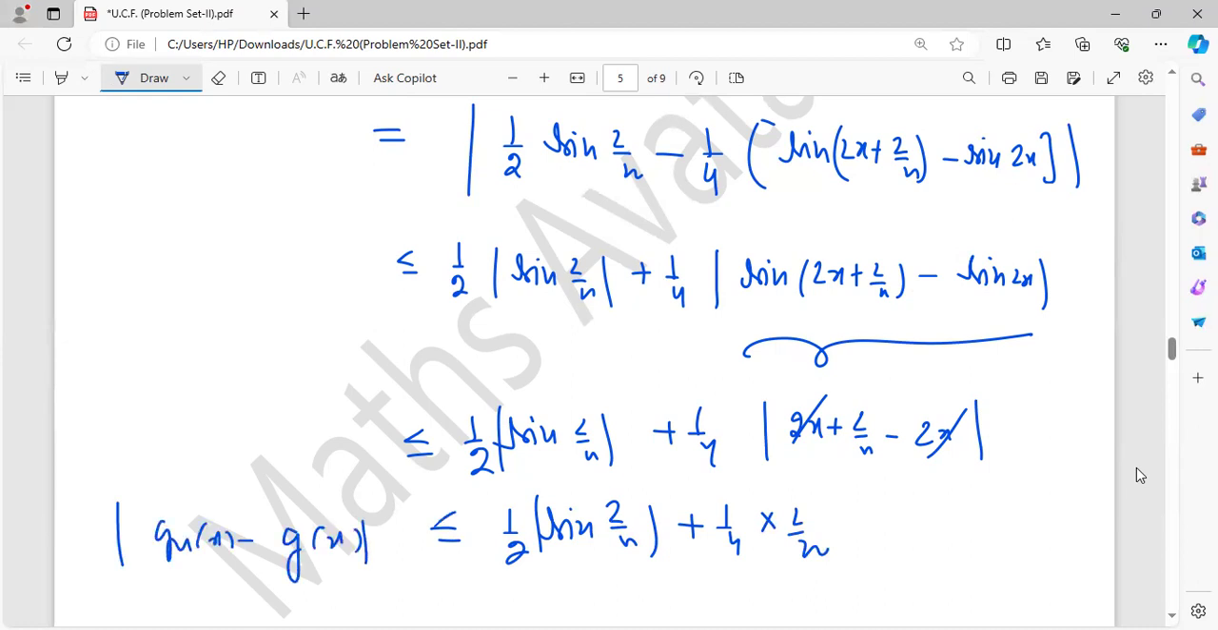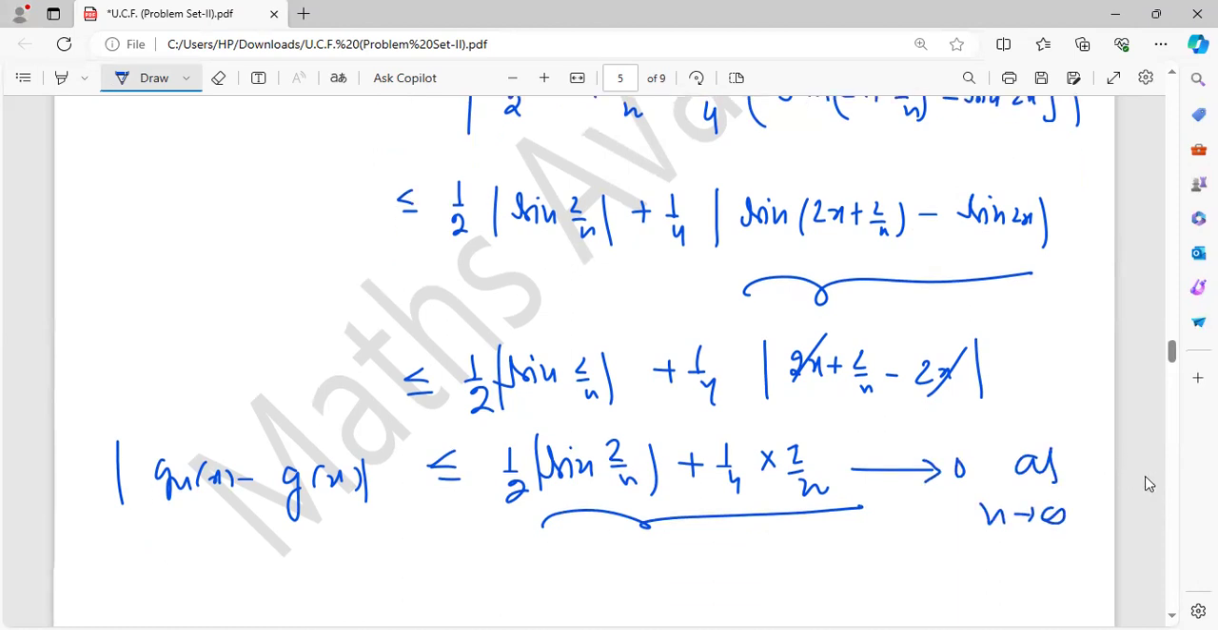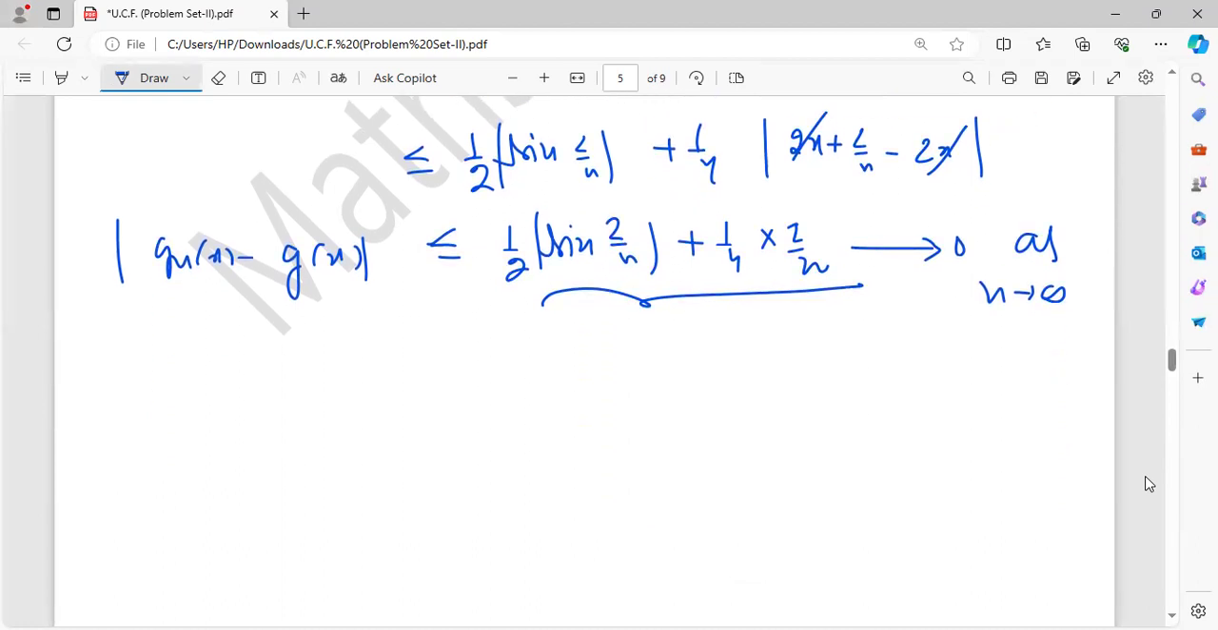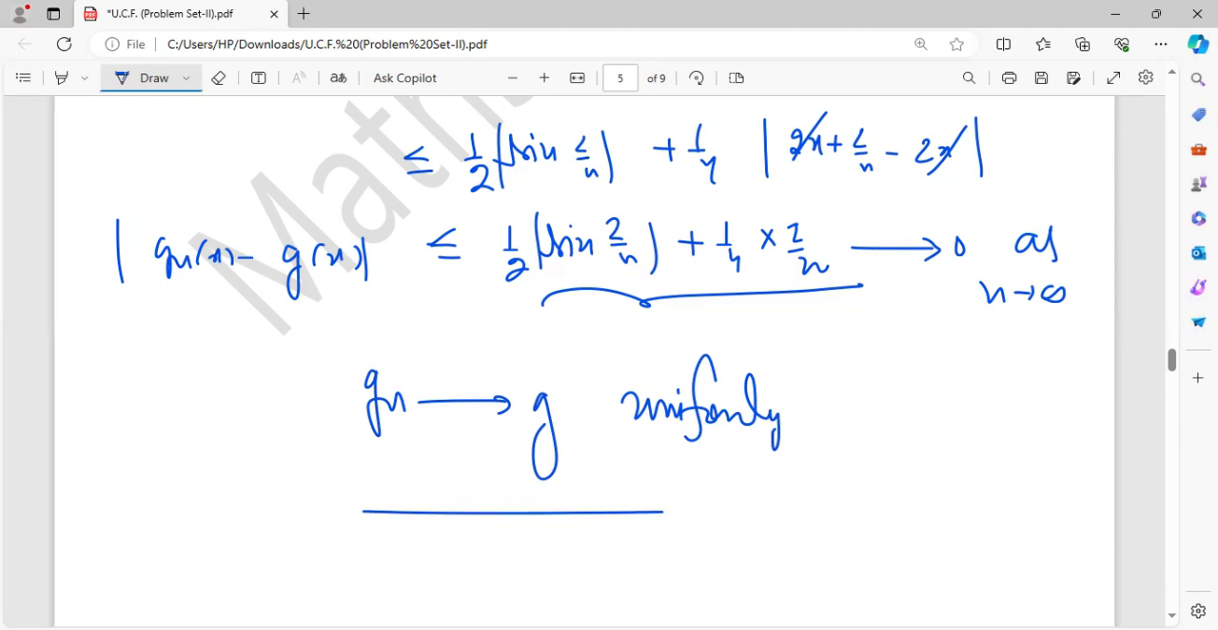Now you see that this is less than or equal to something that does not depend on n. So this tends to 0 as n tends to infinity, and does not depend on x. It means gn tends to g uniformly. Okay. So fn tends to f uniformly and gn tends to g uniformly.